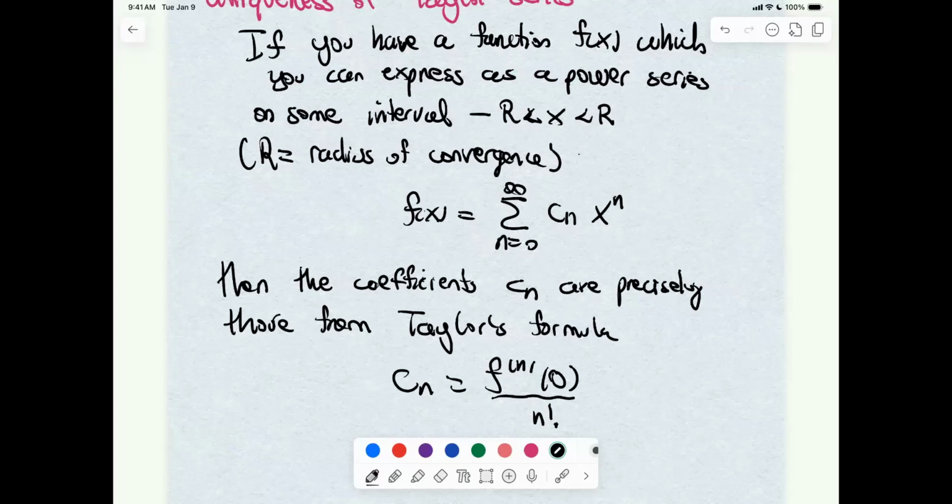Which is why the way to think about a Taylor series is that it is a specific power series. It is nothing but a power series, but adapted to a function. That's how you should think about it. The Taylor series goes hand in hand with the function, at least on some interval of convergence.